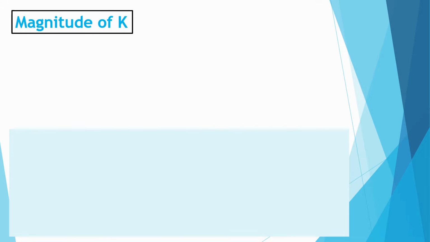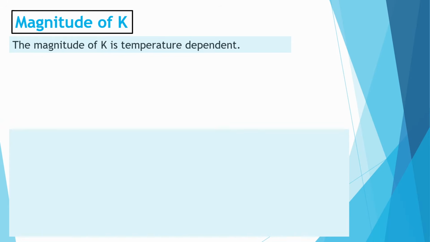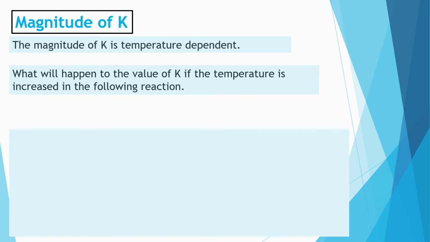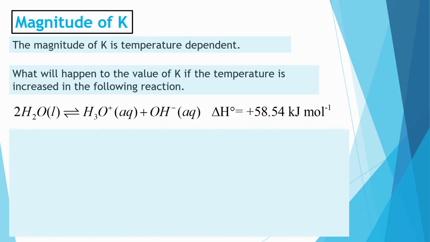Okay, so magnitude of K. So this is kind of the last point, but the hardest question here. So what would happen to K if the temperature is increased in the following reaction? So the magnitude, the value of K is constant apart from when we change the temperature. Now, we don't need to go into the details of this, but if we change the pressure, the K stays the same. If we change the concentration, the K stays the same. If we change the temperature, then the K will change. The K is only constant for a given temperature.